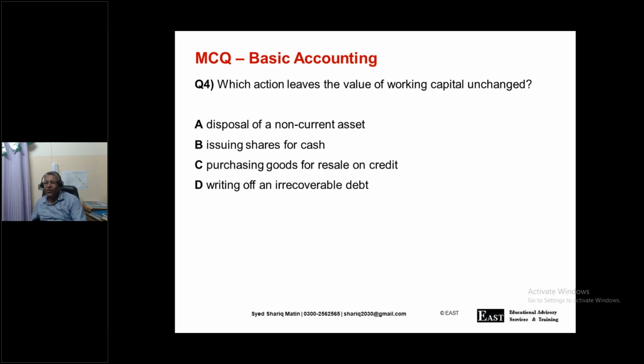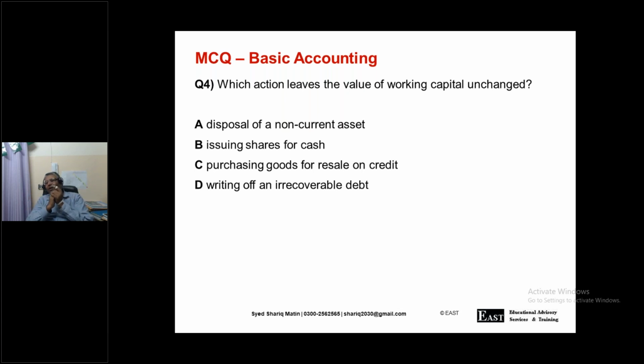Okay, now, you know what is working capital? That is current assets minus current liabilities. So if there is an increase in current asset, your working capital will increase. If there is an increase in current liability, your working capital will decrease. It is an inverse relationship of working capital with liability. If your current asset decreases, your working capital will decrease. It's a direct relationship. If your current liability decreases, your working capital will increase.